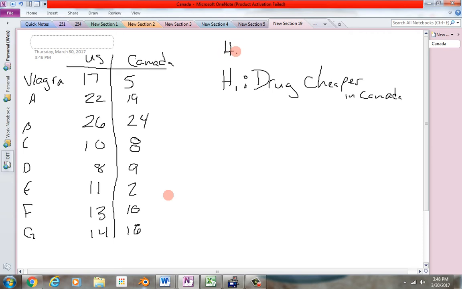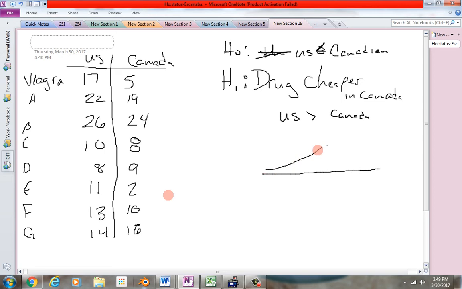And then H naught is, you could say that US is equal to or less than the Canadian price. And then of course down here, US is greater than Canada. Notice how I wrote it as an upper tail test. You could easily have written it the other way around, Canada less than US. It's up to you how you write it. In either case, though, it's a one-tail test.